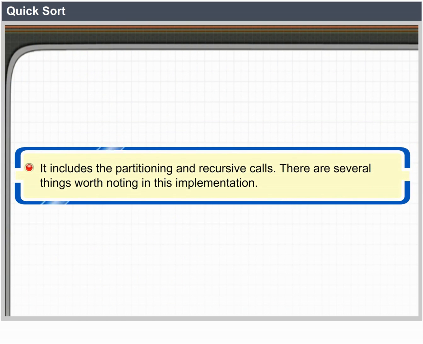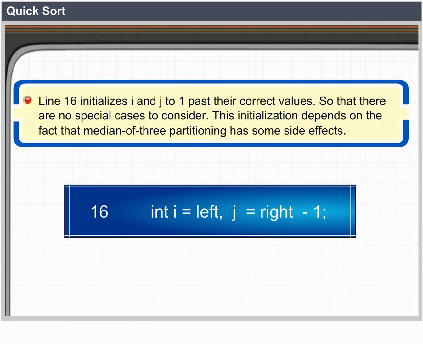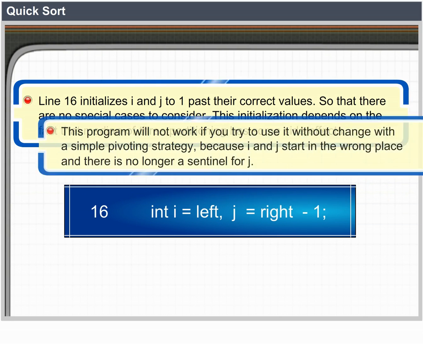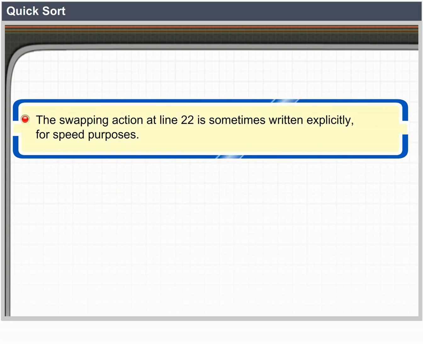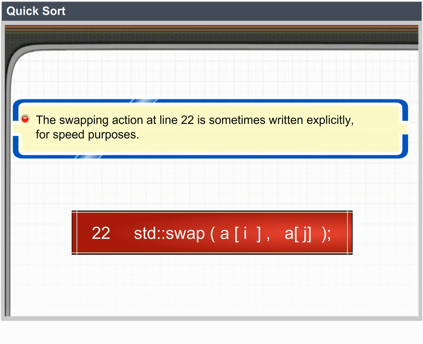There are several things worth noting in this implementation. Line 16 initializes i and j to 1 past their correct values so that there are no special cases to consider. This initialization depends on the fact that median-of-3 partitioning has some side effects. This program will not work if you try to use it without change with a simple pivoting strategy, because i and j start in the wrong place and there is no longer a sentinel for j. The swapping action at line 22 is sometimes written explicitly for speed purposes.